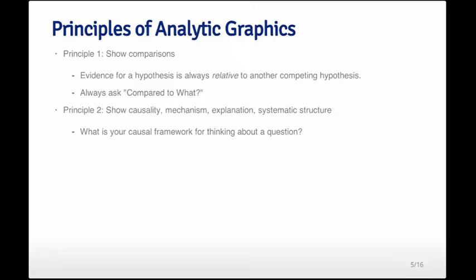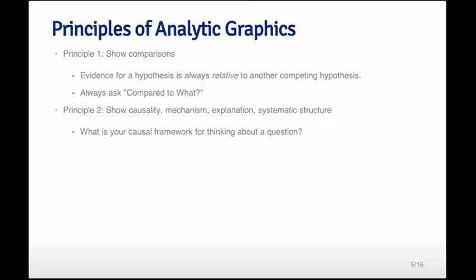The second basic principle is to show causality or mechanism, or to make an explanation and show what's going on, show some systematic structure. So the use of the word causality here is not supposed to be formal, but rather it's just to show what you believe, how you believe the world works, right? So you need to be able to show how you believe the system is operating, so to speak. And so what's the causal framework for thinking about the question that you're interested in?